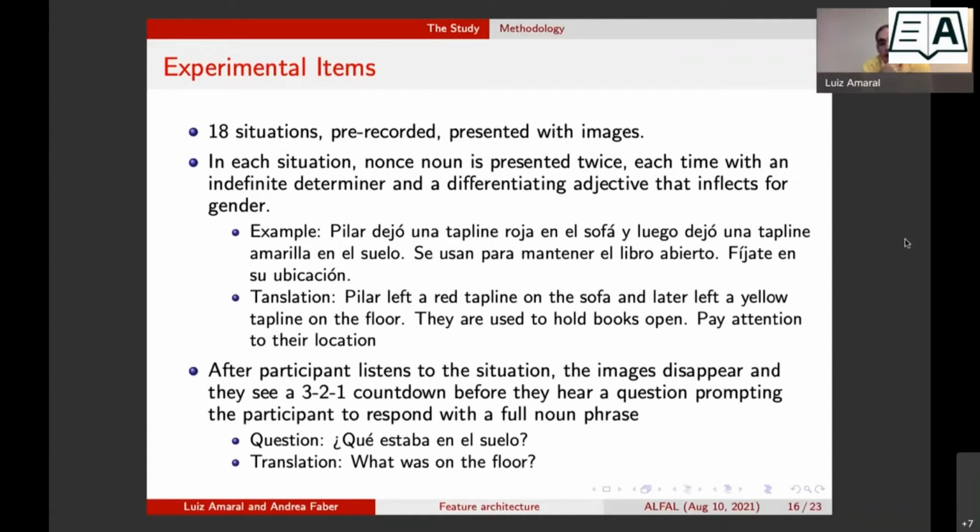en el suelo. After the participant listens to the situation, then the images disappear and they see a countdown on the screen, 3, 2, 1, before they hear a question prompting the participant to respond with a full noun phrase. So the question is, ¿qué estaba en el suelo? And the expected answer is una tapline amarilla or la tapline amarilla, right? Whatever it is that they heard, right? And then from that we can also see how a determiner and adjectives are being used there.